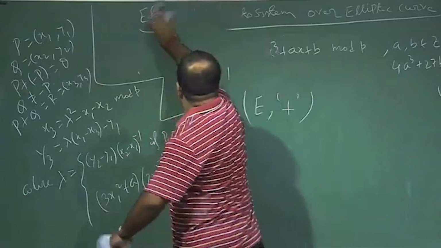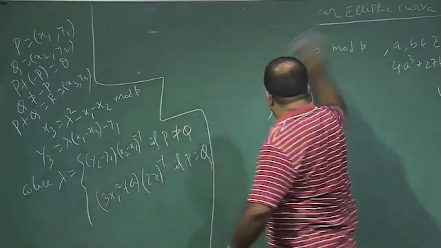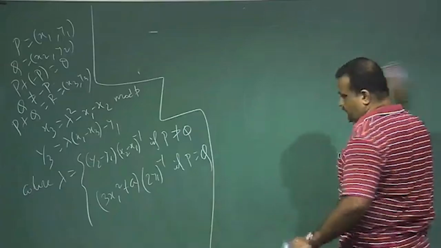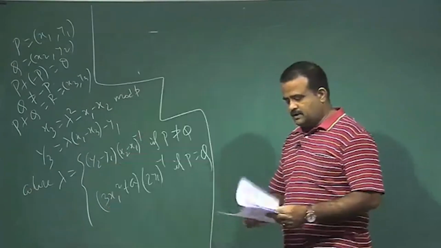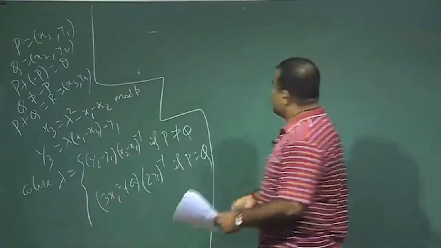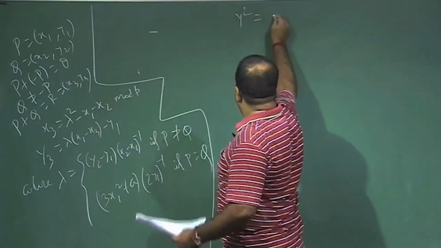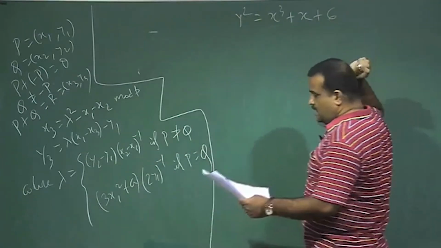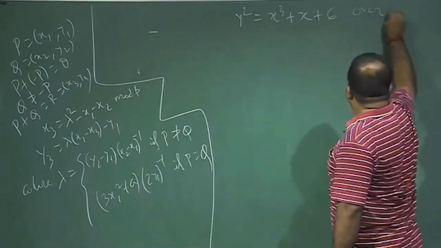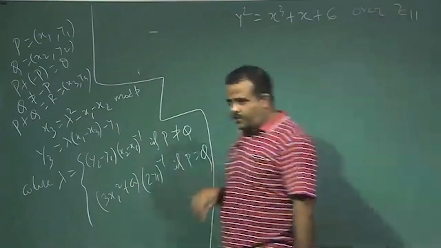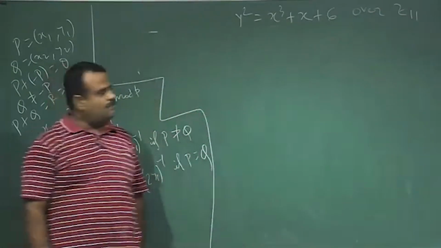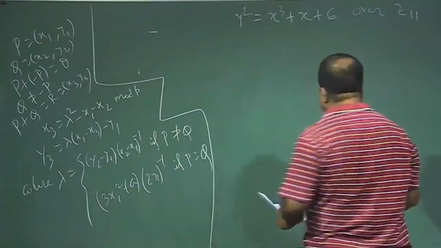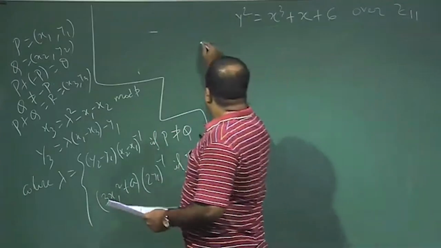So suppose our p is 11 and we take a curve under Z11. Suppose we take this curve, y square equal to x cube plus x plus 6, this you have seen in the last class, and this is over Z11. So our points are coming from Z11.